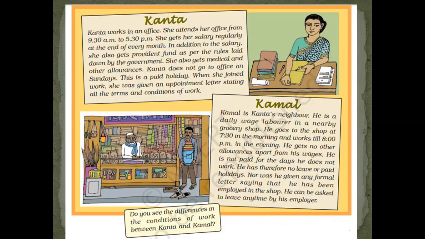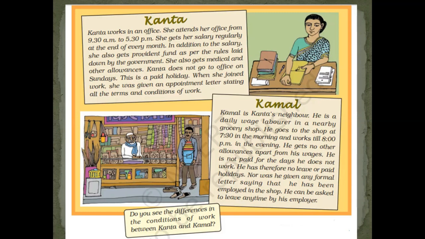In addition to salary, what she's getting: provident fund, housing facilities, traveling allowances, etc. She gets medical allowances also. And she's not going to office on Sunday. Sunday is a paid holiday. पेड हॉलीडे मतलब हॉलीडे है, आप नहीं जा रहे हैं, लेकिन आपका पेमेंट इंक्लूड होगा, पेमेंट जाएगा उस दिन का. तो after every 6 days of work, she is having 1 day as paid holiday.